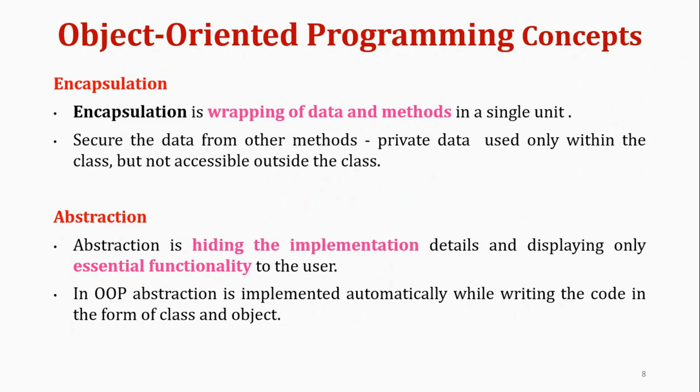The next concept is abstraction. Abstraction is hiding the implementation and displaying only essential details to the user, which means if you have data and function wrapped together by encapsulation, it also provides abstraction, because it is hidden from the non-members of the class. In OOP, abstraction is implemented automatically while writing the code in a class and object, which is again encapsulation.